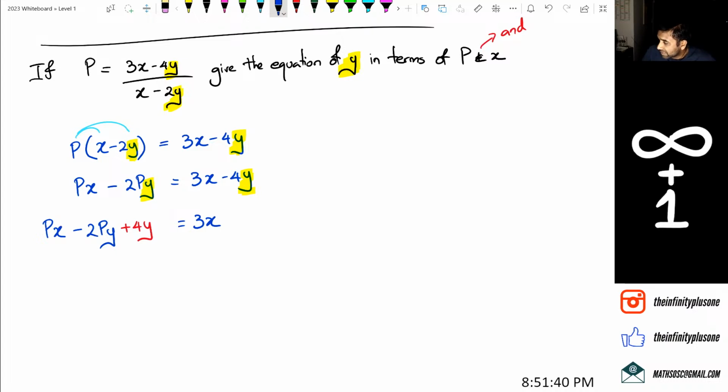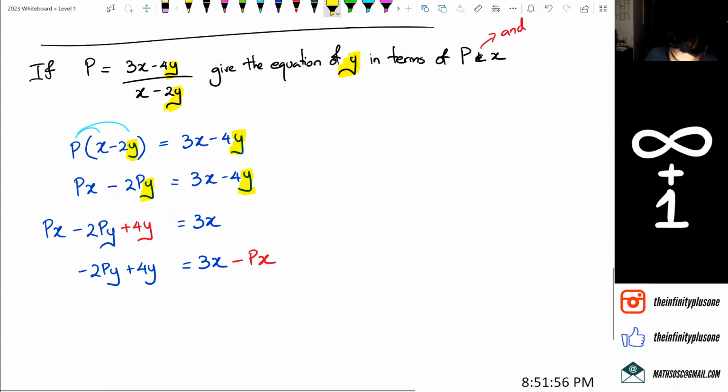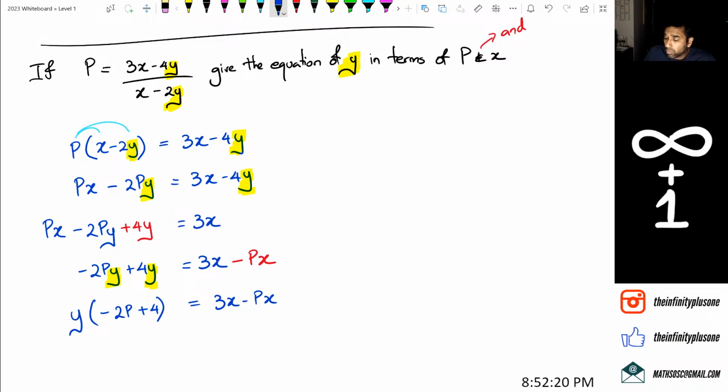But I've got px on the left-hand side. I don't want px, I want to get rid of it. So I'm going to move the px to the other side, which would make it minus px. Now both of my y's are on the same side, and it's also a common factor, which means I can take out y as a common factor. When I do that, I get y times minus 2p plus 4 equals 3x minus px. Now I can rewrite y by itself by dividing, so the whole minus 2p plus 4 ends up in the denominator.